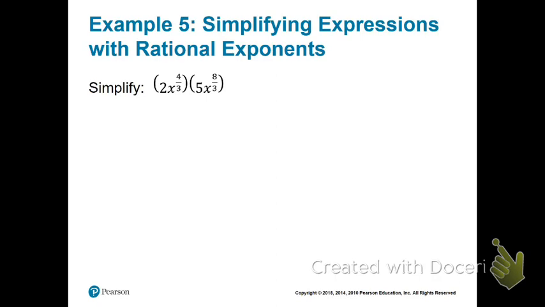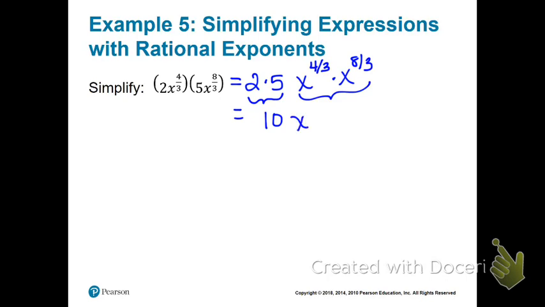And then here's just like what we were doing the other day in our lesson. We're multiplying everything together here, so I'm going to group them. I have numbers, so I have 2 times 5. And I have x's, so I have x to the 4/3 times x to the 8/3. Now remember, when we're multiplying, we can just multiply our numbers. 2 times 5 is 10. But with like bases, we keep the base and we add our exponents. So we get x to the 4/3 plus 8/3. So we get 10x to the, and we need to add them together.